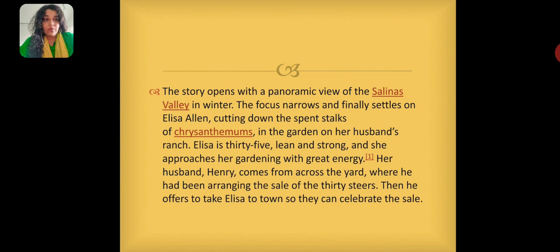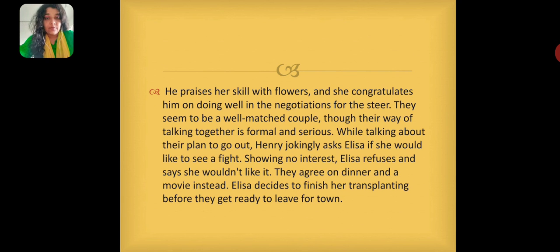The focus narrows and finally settles on Elisa Allen cutting down the spread of chrysanthemums in the garden of her husband's ranch. So I already told you Henry had a ranch, and Elisa is a good wife, an ideal housewife you can say. She made a little place for herself, and what did she do? She made a beautiful garden of chrysanthemums. So let's see what happened next.